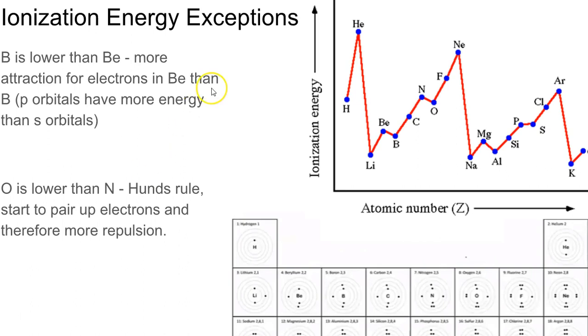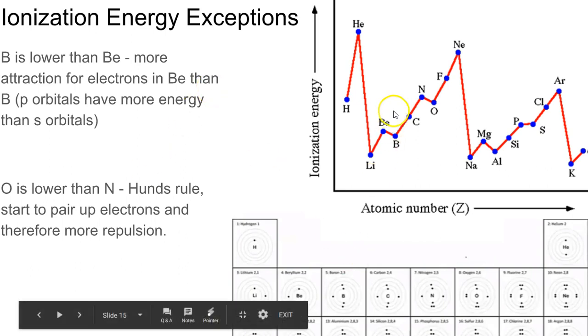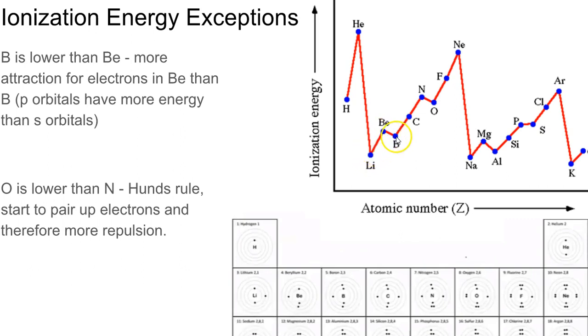A couple of exceptions to these trends. Notice that B is to the right of beryllium, so it should be higher, but it's actually lower. That's because you are just starting to fill this p orbital. So the p orbital doesn't have as much energy, right? This is S1, S2, P1. The s orbital is fully filled, but you're just starting to fill the p orbital. So it actually is going to take less energy to knock this electron off than to disrupt this fully filled s orbital.